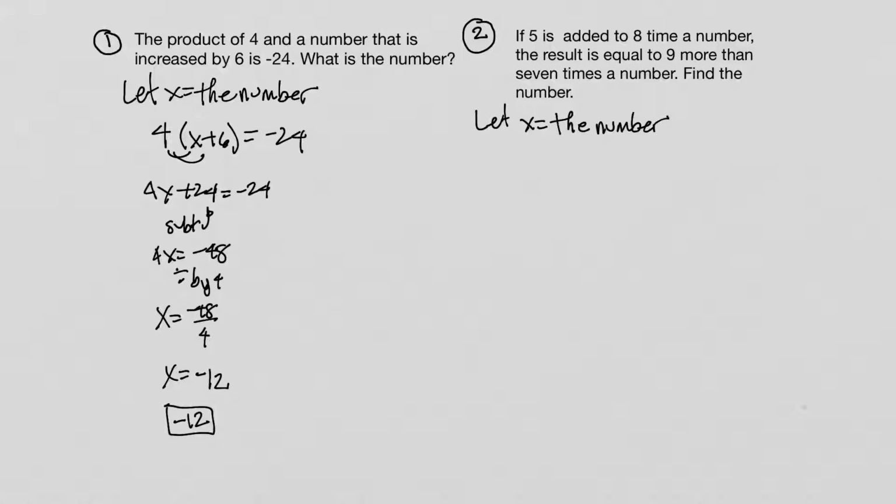Now often, if you just write what you read, we come up with the equation. So here's what this says. If 5 is added, okay, so I'm going to add 5 to something. If 5 is added to 8 times the number, okay, 8 times the number. Now the number is x. So 8 times the number we can write as 8x. And then we're going to add 5 to that, right? Then it says that is equal to, so let's write an equal sign, 9 more than 7 times the number.